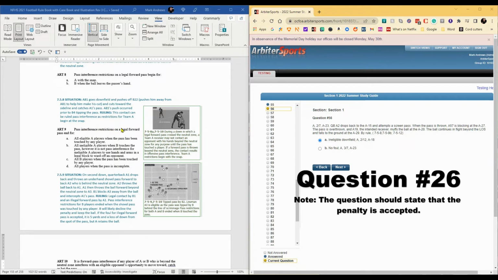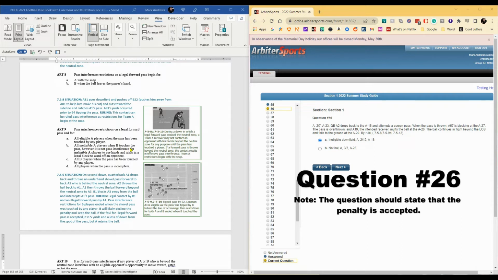Pass interference restrictions end on a legal forward pass for all eligible A players when the pass has been touched by any player. In this case, it's touched by A19. So any eligible A player could commit what would be considered pass interference, and it would be legal. It ends for all ineligible A players when B touches the pass. So that didn't happen. So pass interference restrictions are still on.